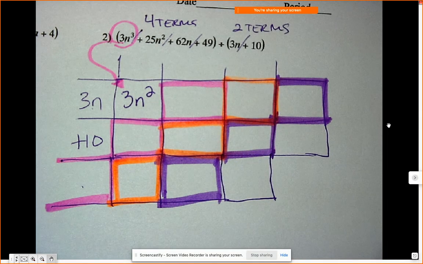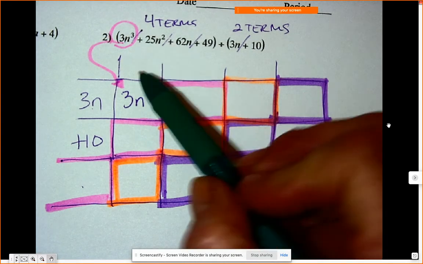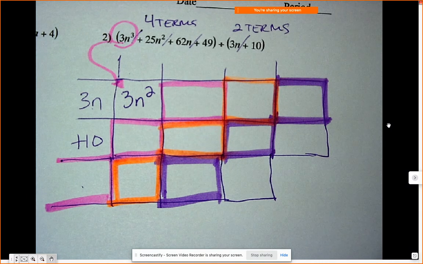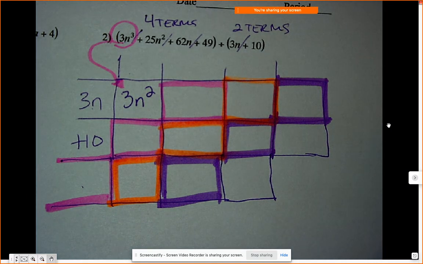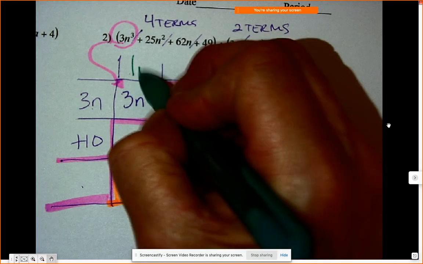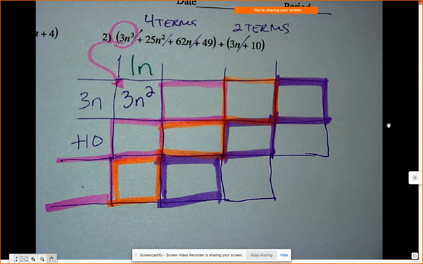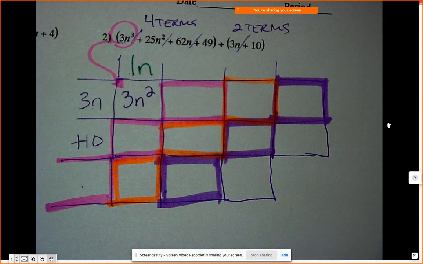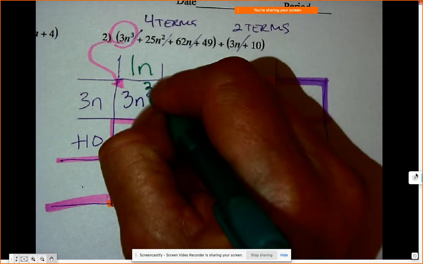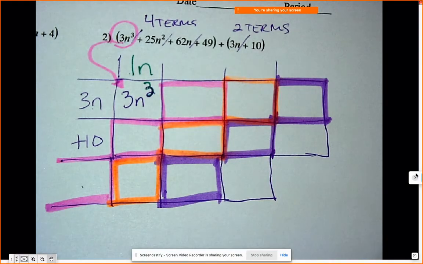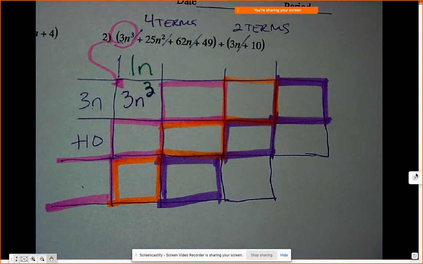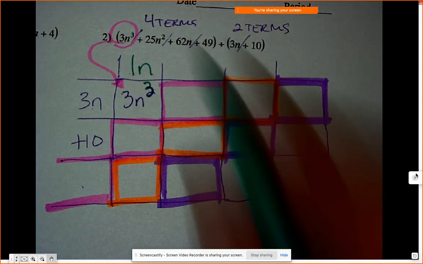Is there anyone who can take a guess? Chime in and guess. What do you think is going to be up here? What do I need to multiply by for that to be a 3n squared? 1n. Thank you. 100% right. That now we've got, yes? Wouldn't it be 3n cubed? Thank you. Okay, so come back and tell me, what does this need to be then? 1n squared. Thank you. 1n squared.